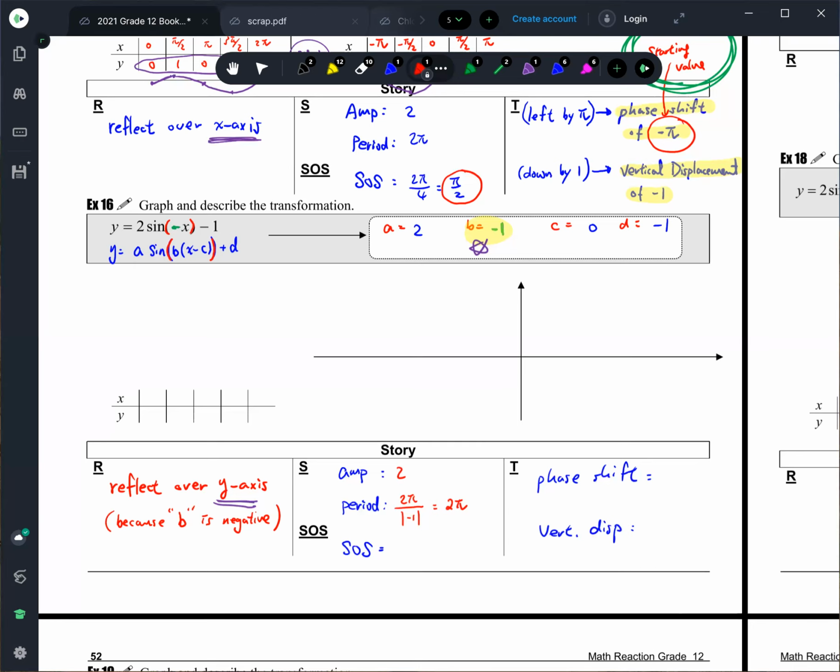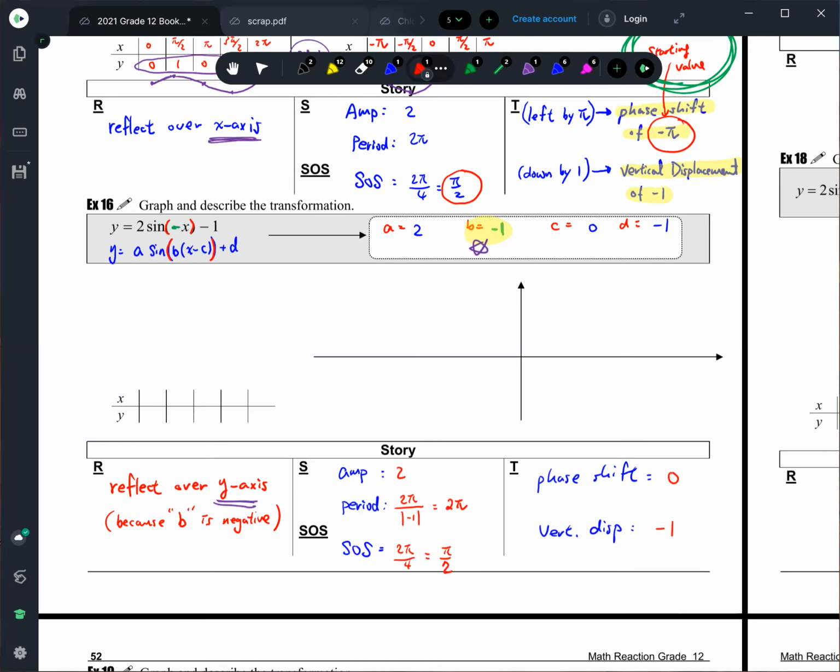Pi over 2. Yep. 2 pi divided by 4, which simplifies to pi over 2. Okay, Calum, phase shift? Phase shift by 0, and vertical displacement? -1. Yeah, very good.